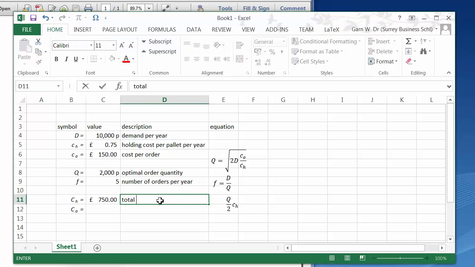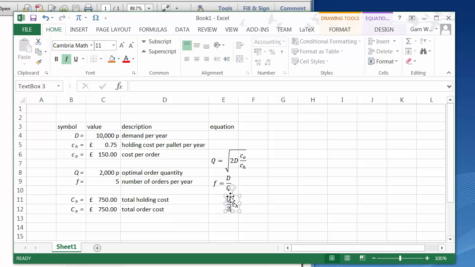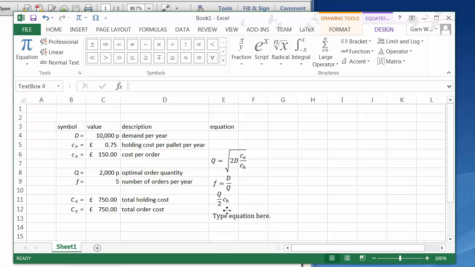So total holding cost. Total order cost. Well, we could just be very brutal and say that must be the same as the holding cost, or we can compute it properly, which means the ordering cost is the frequency of the orders times the cost per order, which we do. So let's just insert that same equation again. So our total order cost C_O equals the frequency times the cost per order C_O.